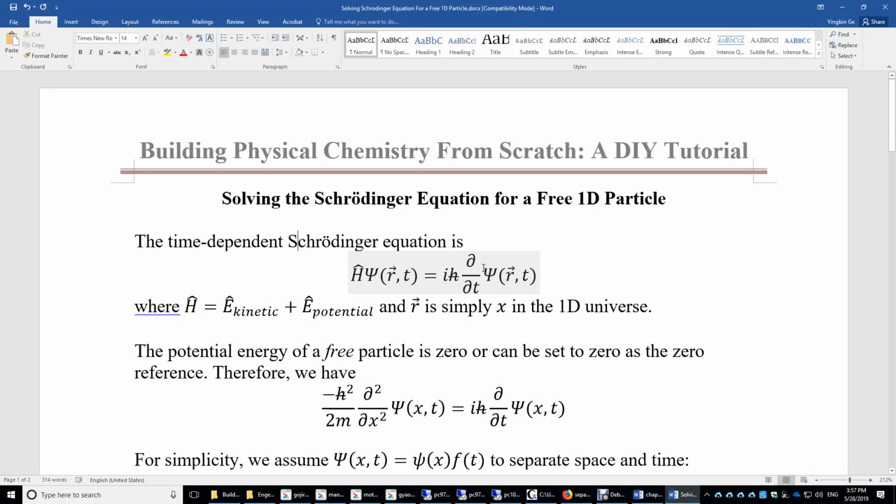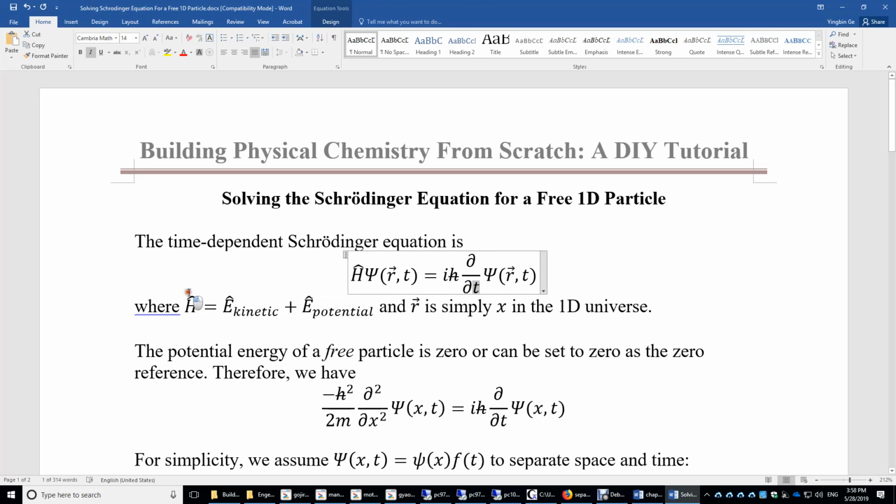We learned the 6 quantum mechanical postulates in another video. Today we will use these postulates to solve the Schrodinger equation for a free one-dimensional particle. The time-dependent Schrodinger equation says H psi equals i h bar times the first derivative of psi with respect to time.